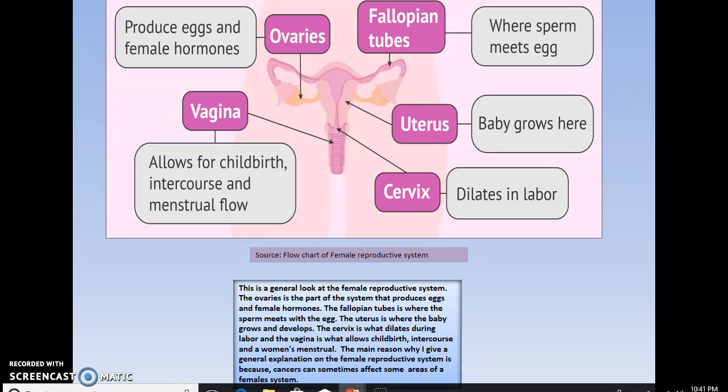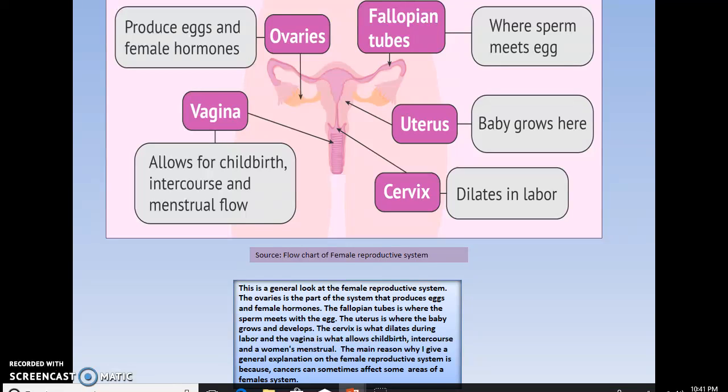The uterus is where the baby grows and develops, and that is right in the middle of the fallopian tubes. The cervix is right at the end of the uterus, and that is what dilates during labor and helps to push the baby out. The vagina is what actually allows childbirth. It also allows intercourse and a woman's menstrual flow.